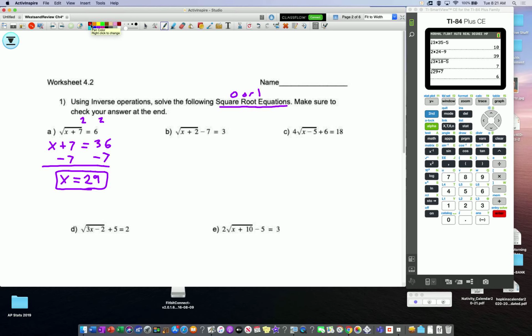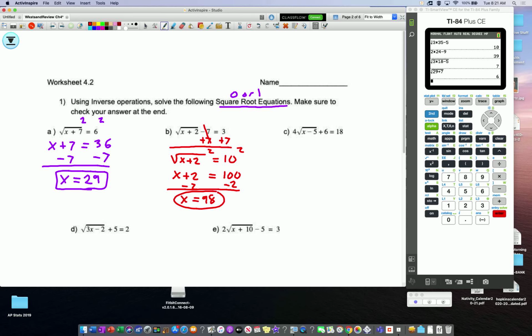Let's do the next one. First step here is I need to add 7 to both sides. Crosses out. Now I have the square root piece all by itself. Square root of x plus 2 equals 10. To undo a square root, use square. So x plus 2, 10 squared, 10 times 10. I think many of you know that that is 100. So now, subtract 2 from both sides, and I get x equals 98.